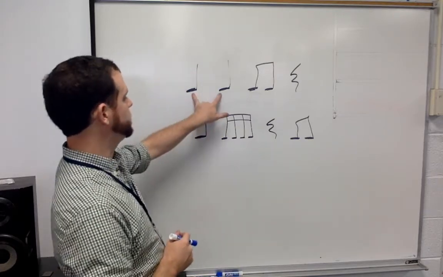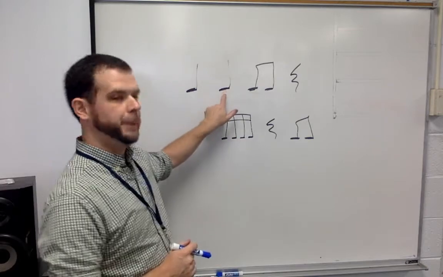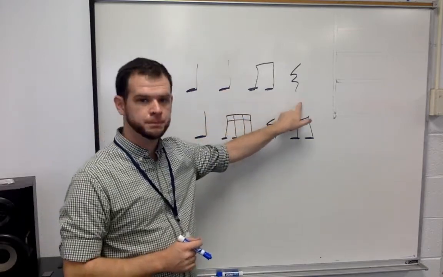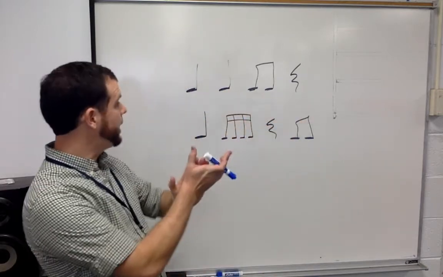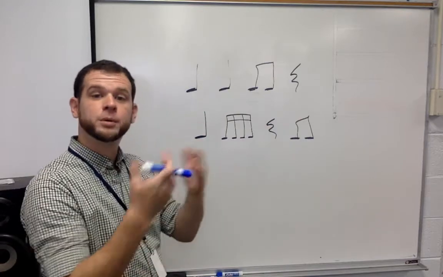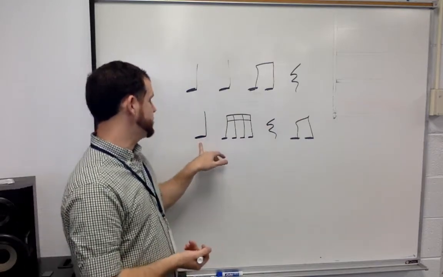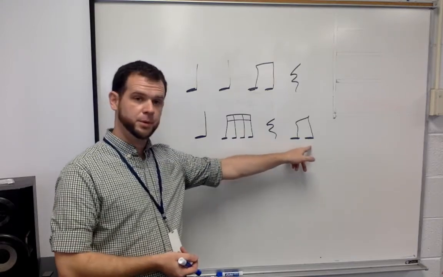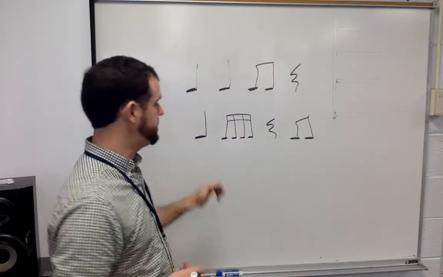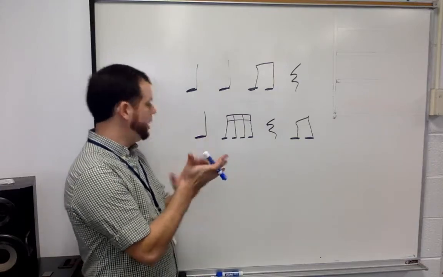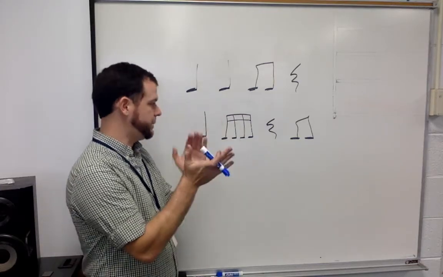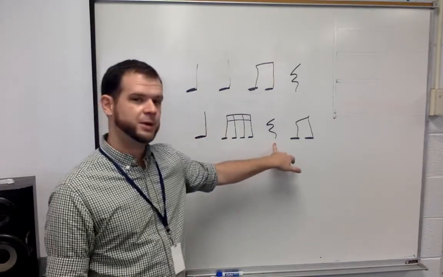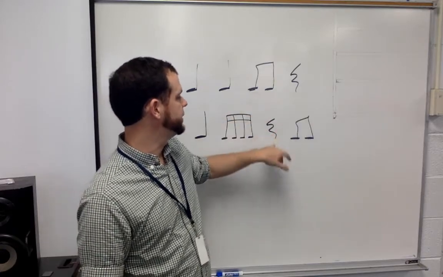So this top one, we would start off with pie, pie, apple, mmm. Then we add the clapping. Pie, pie, apple, mmm. This next one we would say, pie, huckleberry, mmm, apple. And then we would add the clapping to it. Pie, huckleberry, mmm, apple.